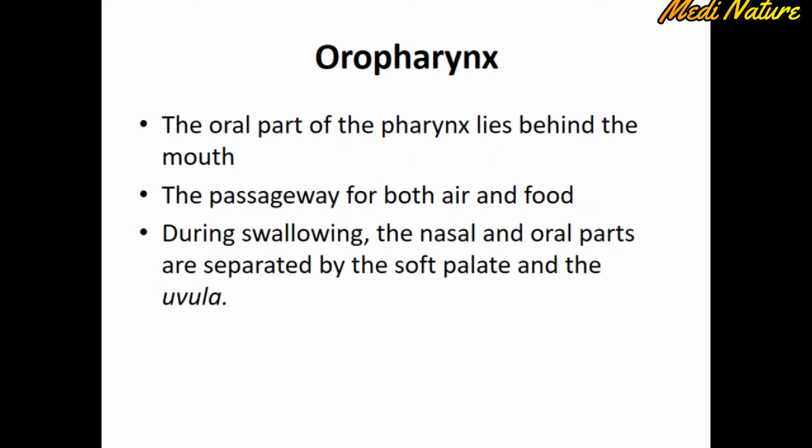The oropharynx is the oral part of the pharynx which lies behind the mouth. It is a common passage for both air and food. During swallowing, the nasal and the oral parts of the pharynx are separated by the soft palate and the appendage called uvula.